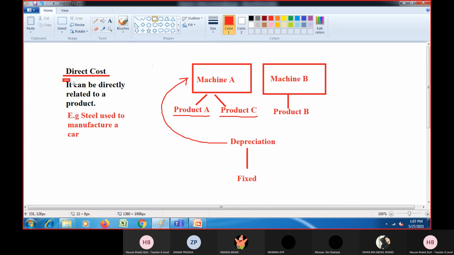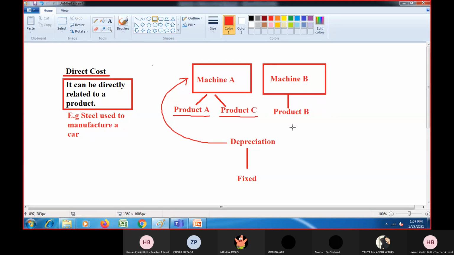That is the definition of the direct cost. You can see that. You cannot directly relate the depreciation of machine A with product A or product C. But you know that depreciation is going on because of using it and producing product A, C, and along with that, with the passage of time.